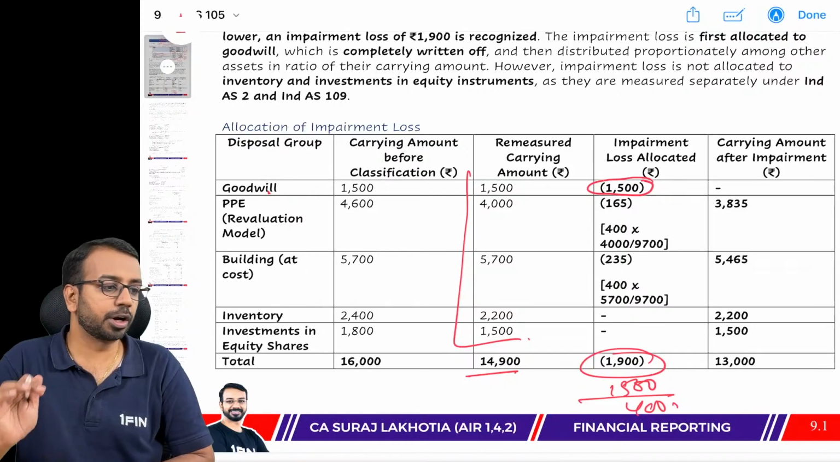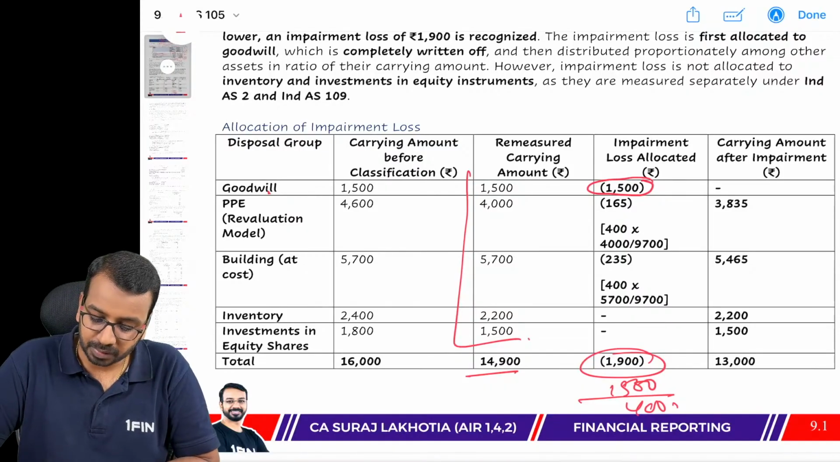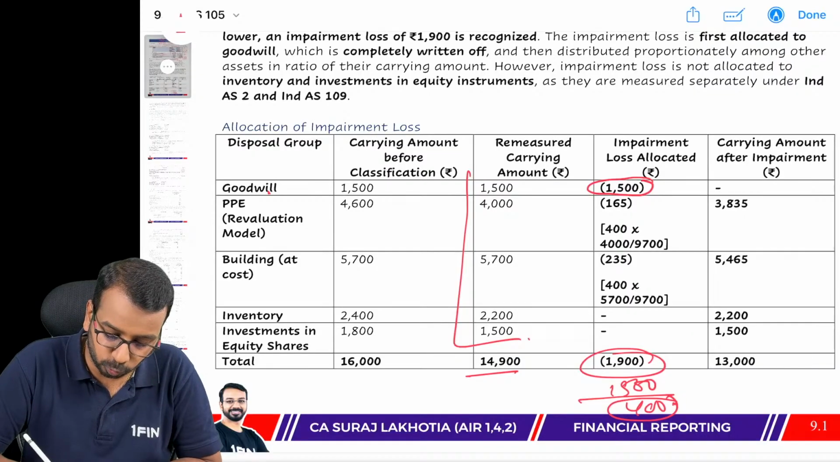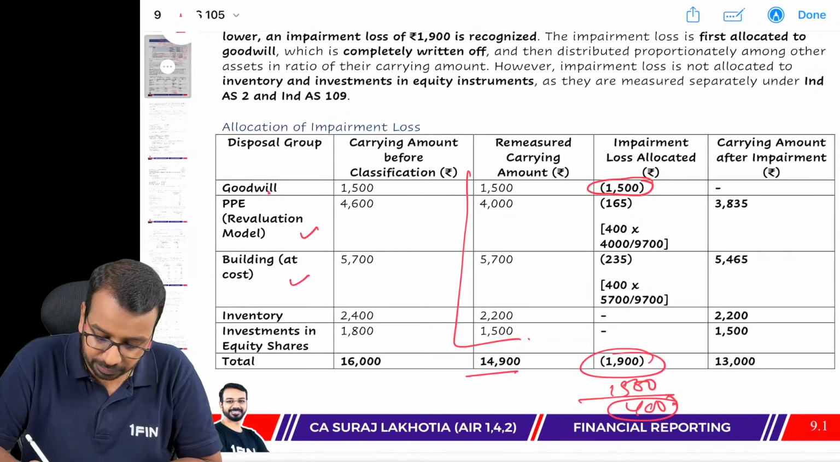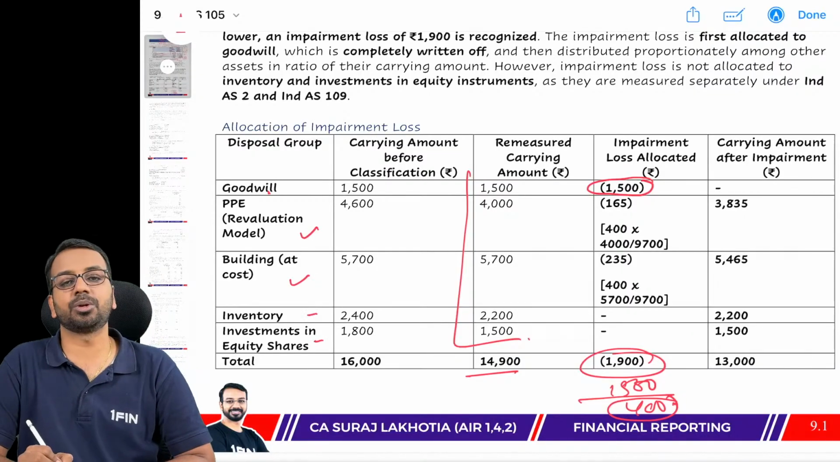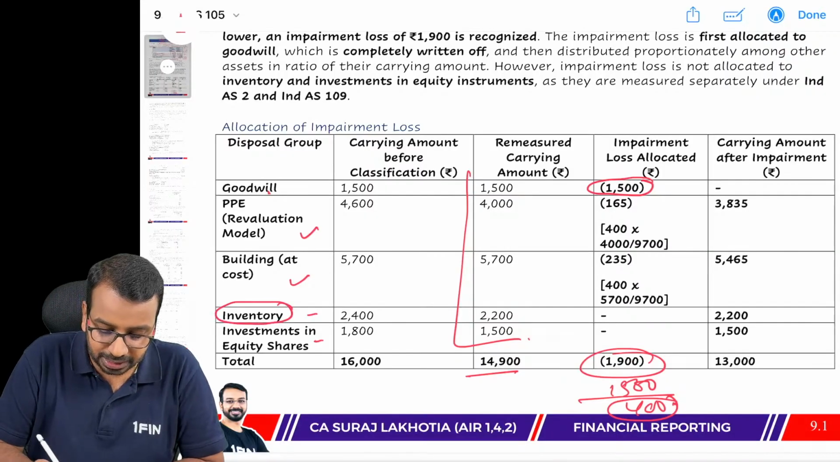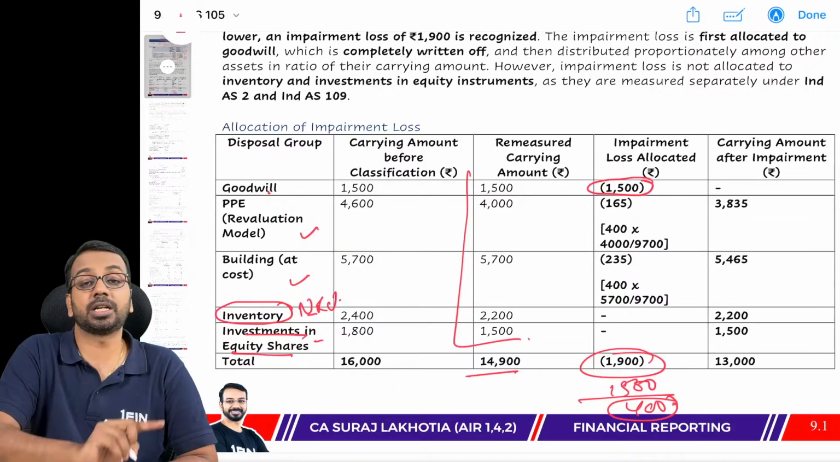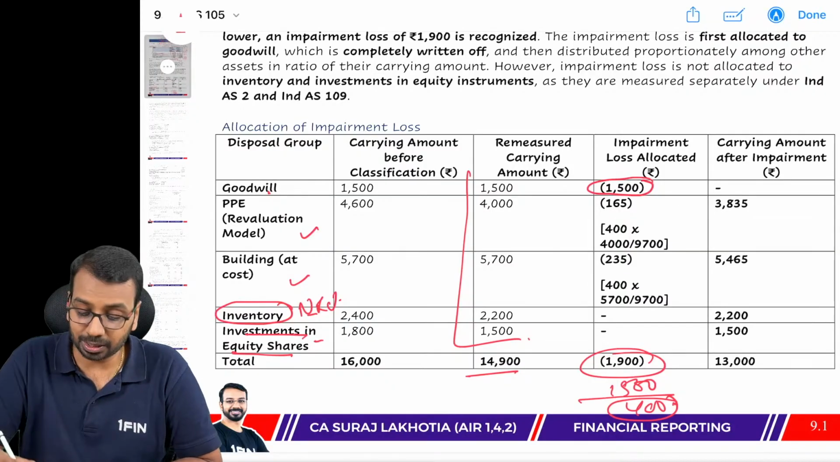How much is left? 400 is left. Then this 400 will be allocated to PPE, building. We will not touch inventory and investment in equity shares because inventory is measured anyways at NRV. Investment in equity shares are measured as per Ind AS 109. So those things will not be touched.